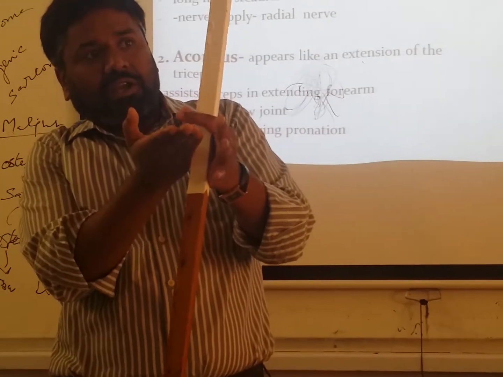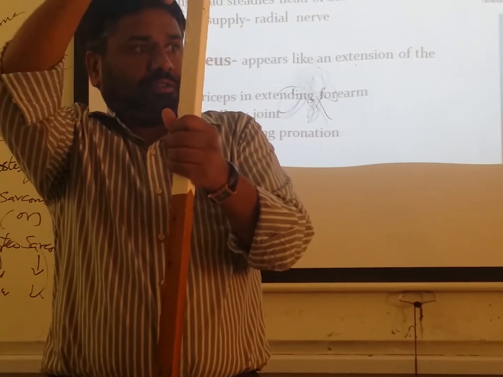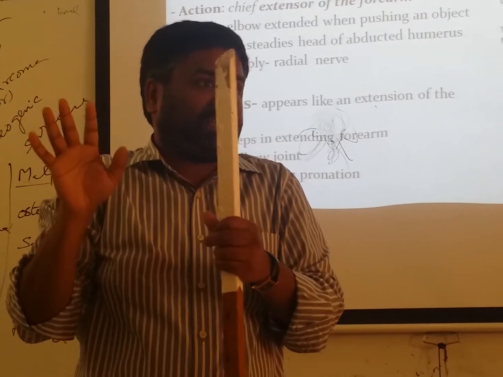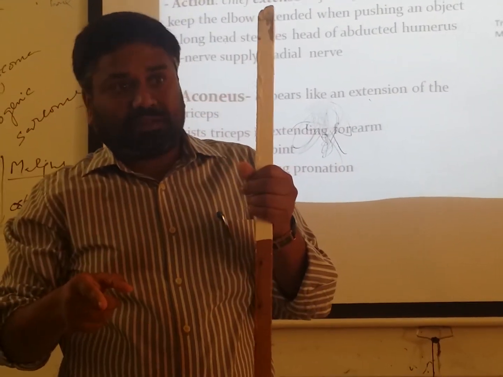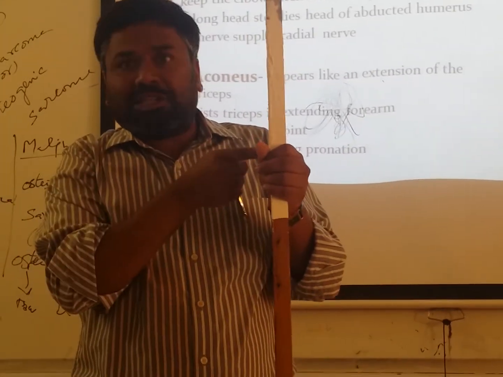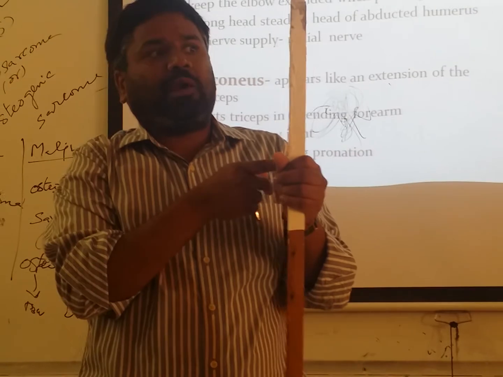When the nerve is cut here, this is saved. That's why the medial head and long head are not paralyzed. Only the lateral head is paralyzed. Why? Because the lateral head gets its nerve when the nerve is in the spiral groove. A very important point clinically.